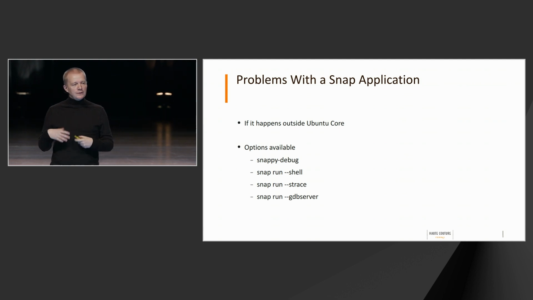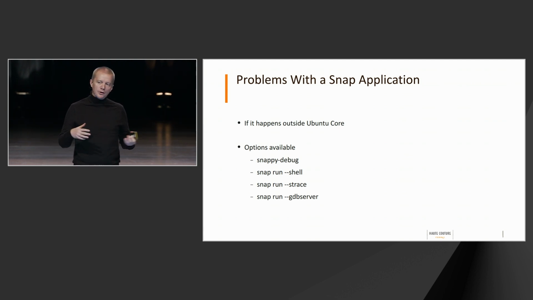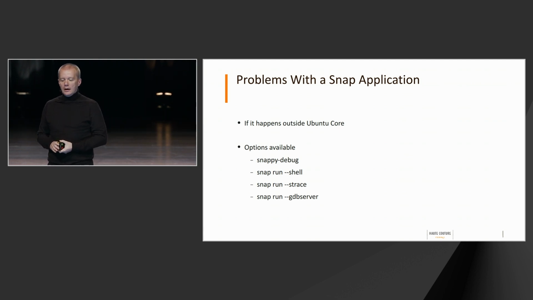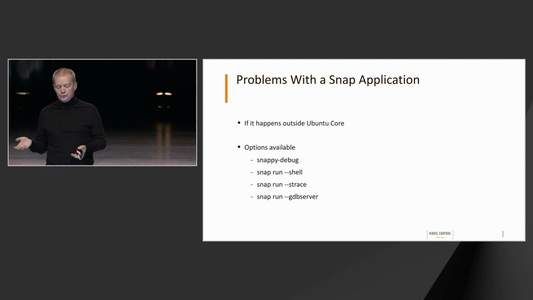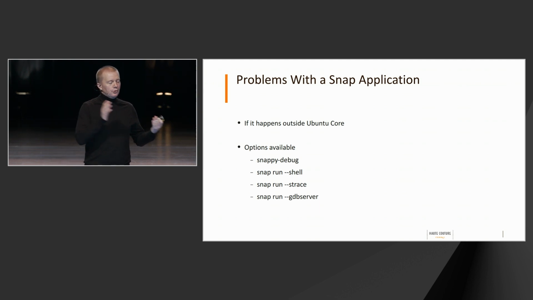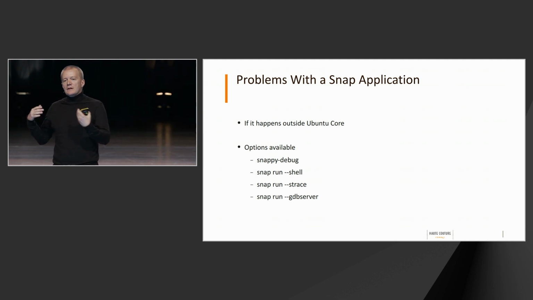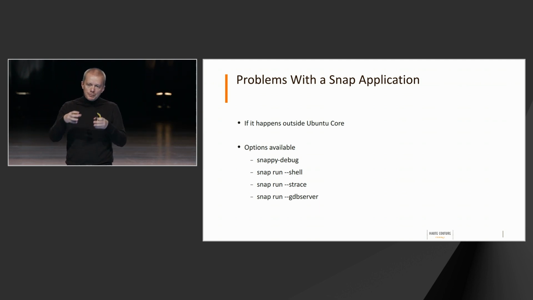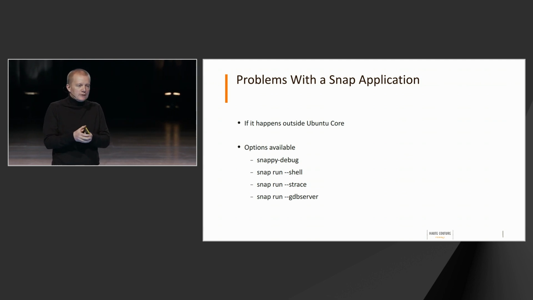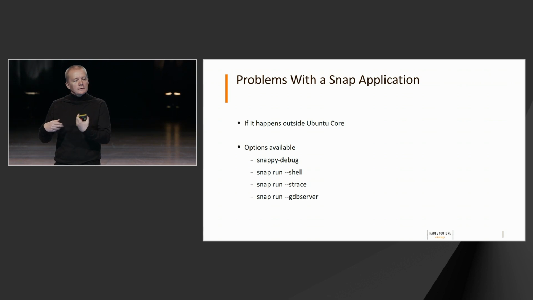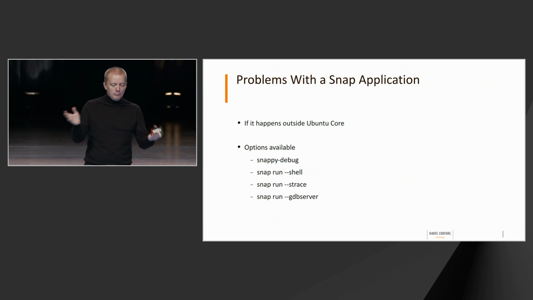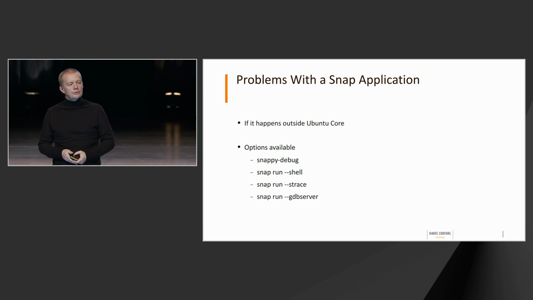And in that case, you have plenty of options available. There's Snappy Debug that many people use. We process the logs, see the AppArmor violations, and propose fixes. Nice. If that's not enough, you can use snap run shell, and then you can introspect the environment as seen by the process right from a shell. If that's still not enough, you can snap run strace, and then you can monitor all the system calls done by the applications and their failures.